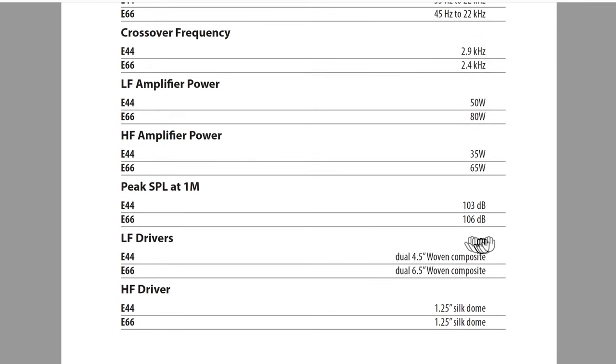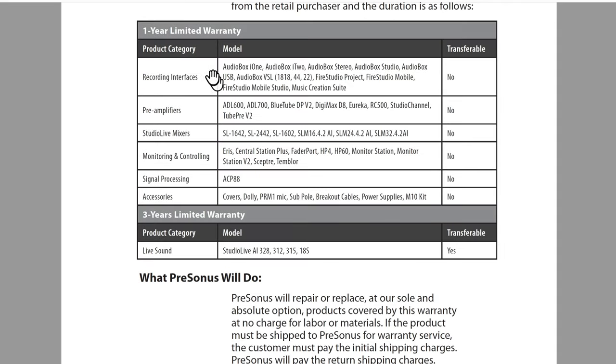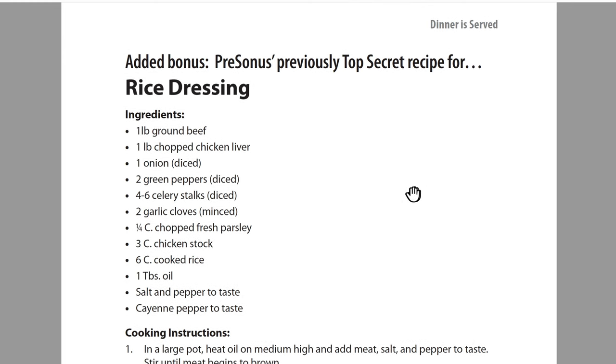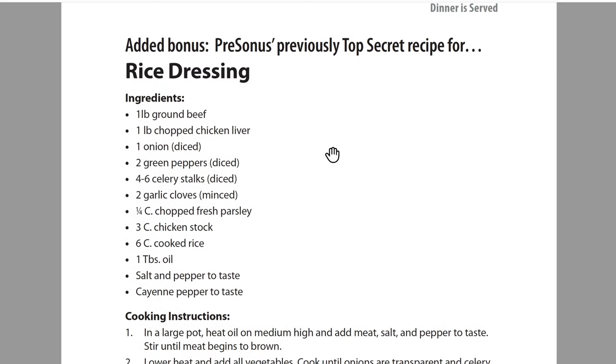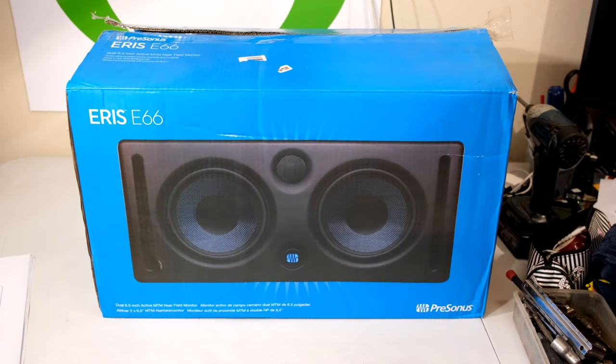Peak SPL at 1 meter. That I can confirm. You have the over temperature. You have some protection circuits available. You do get a 1 year limited warranty on the Eris. And if you're still not satisfied, in their manual, they have a PreSonus rice dressing. No lies. So you have the cooking instructions for this particular dish.